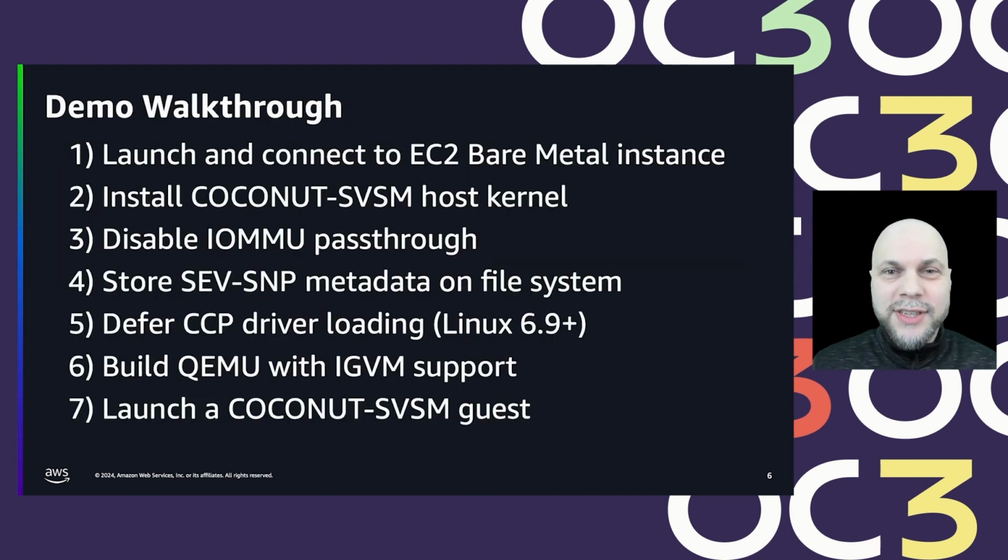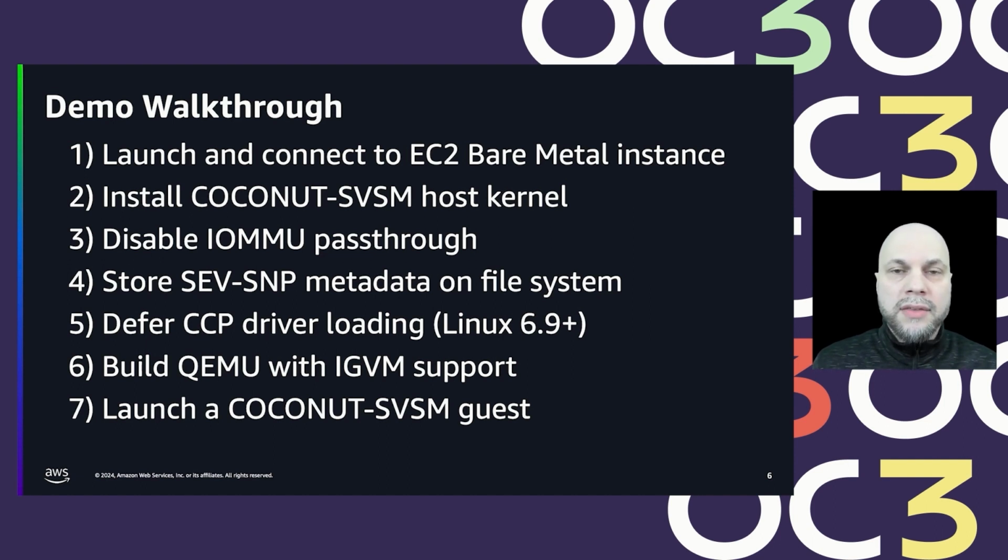Before we do the actual demo, let me walk you through the steps. First, we need to launch an EC2 bare metal instance, and obviously we need to connect there. Next, we are going to install a COCONUT-SVSM enabled host kernel on top of it so that we can leverage COCONUT. Third, we need to disable direct memory access. For that, we are instructing IOMMU to disable the pass-through.